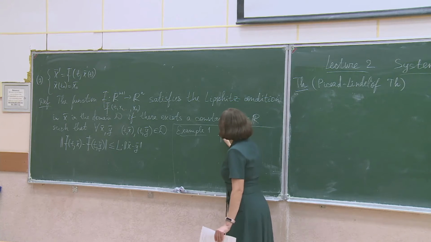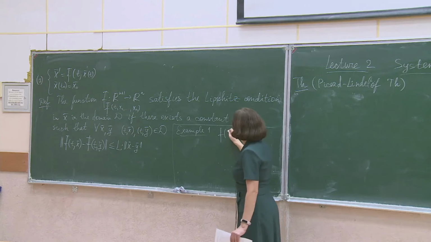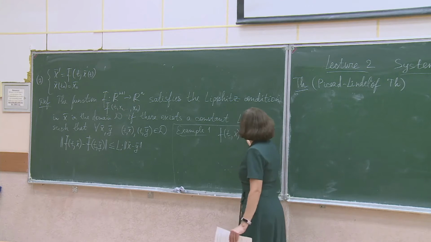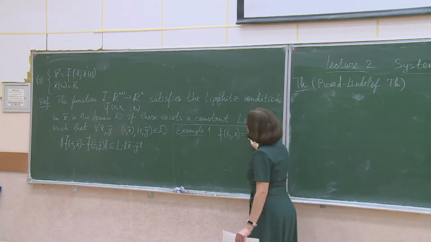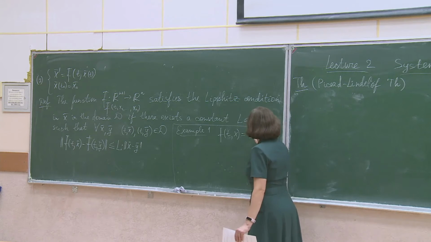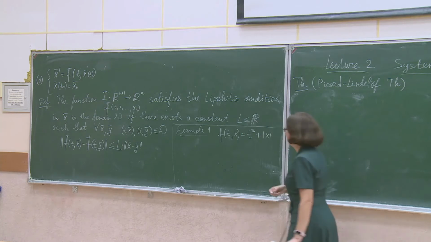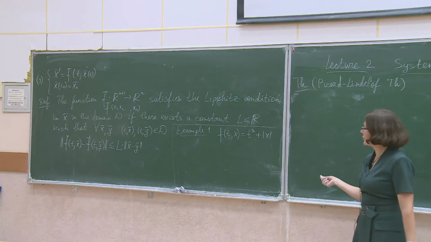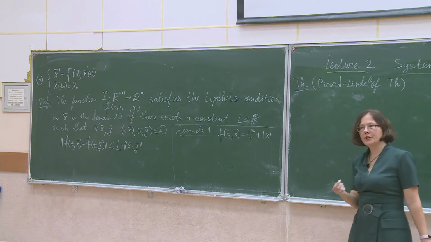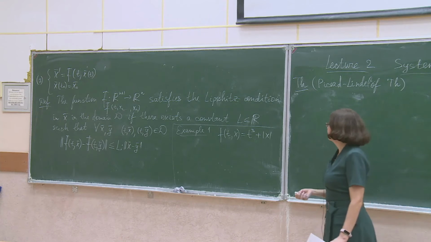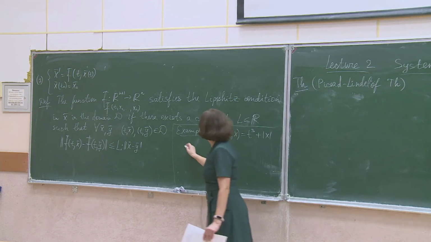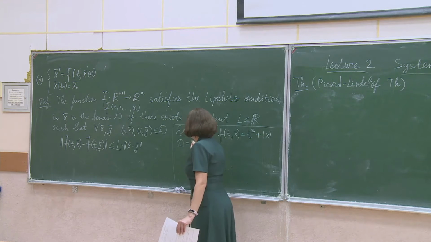Let's consider a function. Let it depend on t and x in the following way. Let it be, for example, t cubed plus the absolute value of x. Let's check whether this function satisfies the Lipschitz condition. We need the domain D, let it be R2. D is equal to R2.